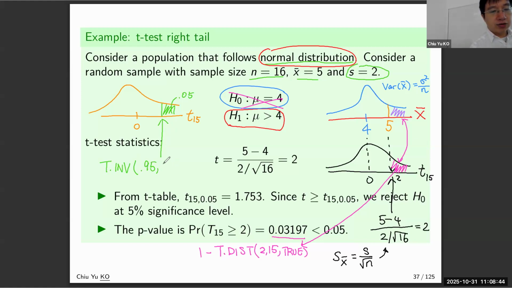And you tell them which table you're looking at, the 15. This will give you 1.753. And remember your data is 2, so 2 is here. So that means that, again, you would reject.